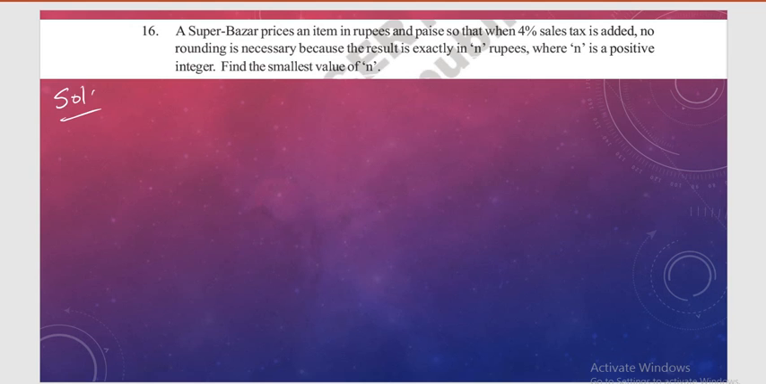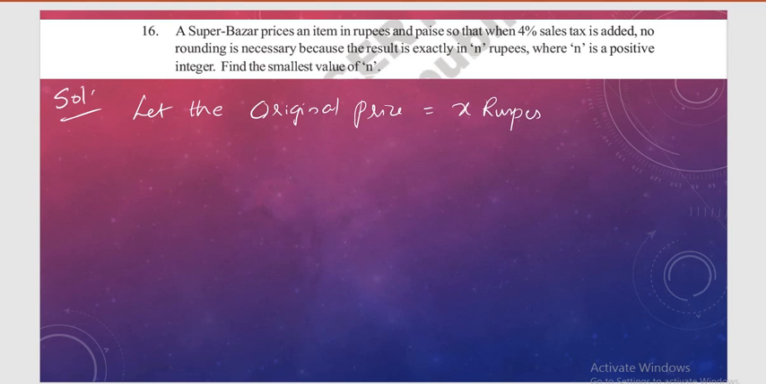Now for this, what I am going to do is, let the original price be x rupees.